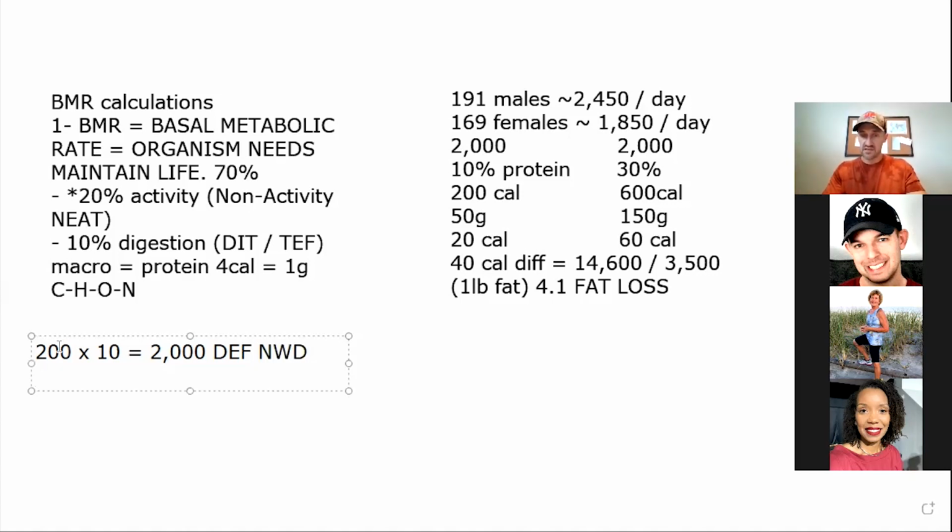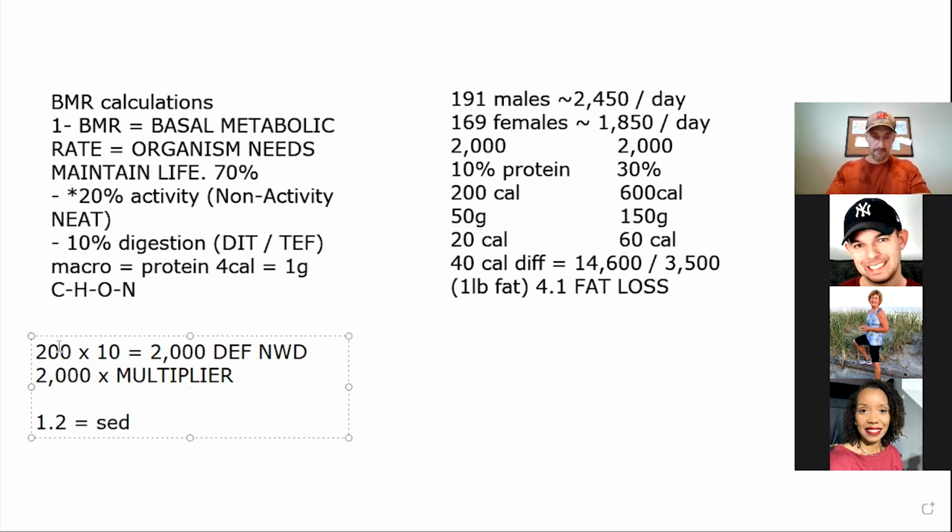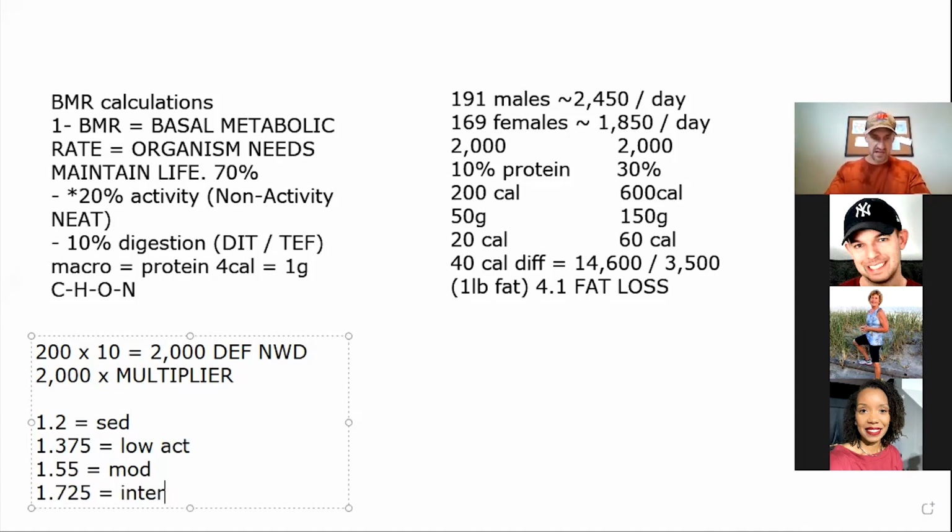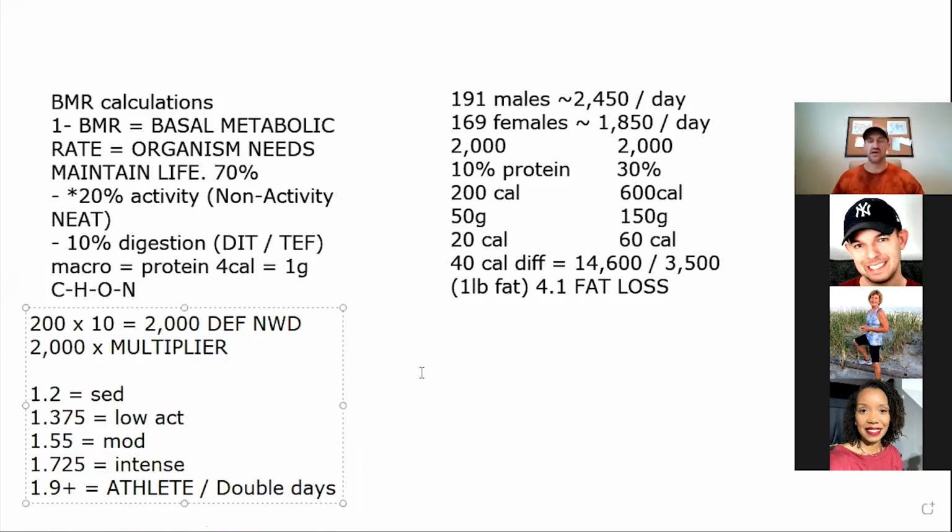Now on workout days, you take that same number, that's your BMR, 2,000, and you multiply it by a multiplier. There are sites out there that will have different ones, but you're going to see this: sedentary, 1.375 is low activity, 1.55 equals moderate, 1.725 equals intense, and then 1.9 plus, let's say athlete, or they'll say double days. I absolutely hate the multipliers because the coaches don't do them themselves.